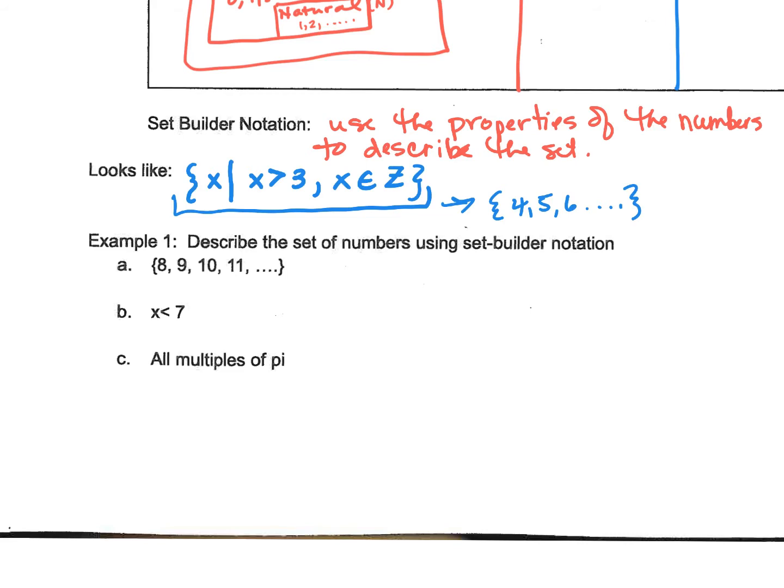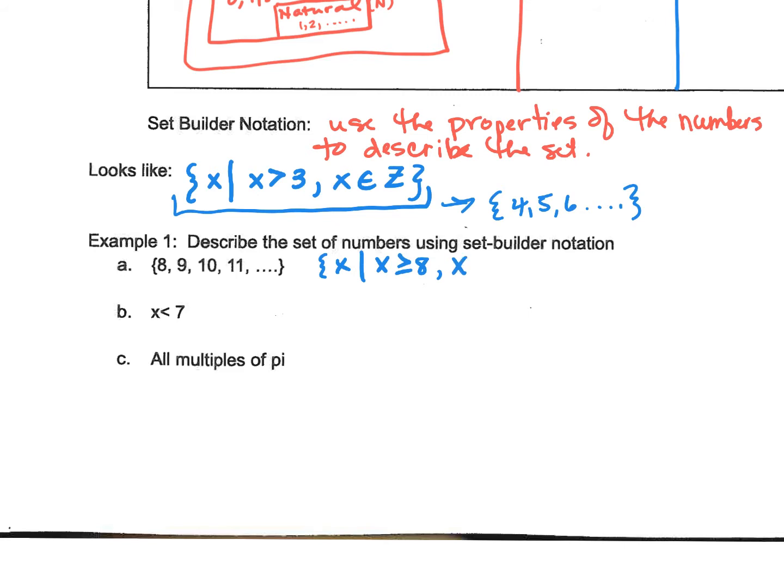So let's look at A and see if we could actually write this in set builder notation. We're going to use X. So we're going to do this: X such that X is what? Greater than 7. Well, we could either do greater than 7 or we could do what? Greater than or equal to 8, probably safer.